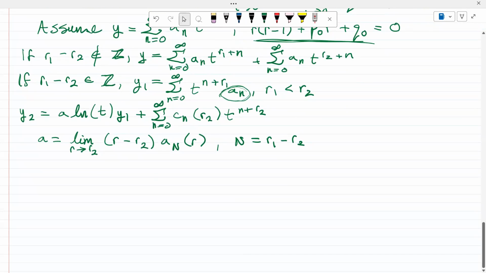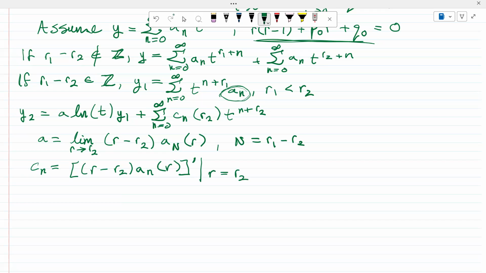So yes, we have this constant, and then we have this sequence here. Cn is equal to r minus r2 times the sequence in terms of r, its first derivative evaluated at r equals r2.